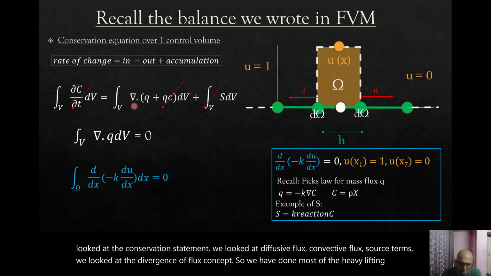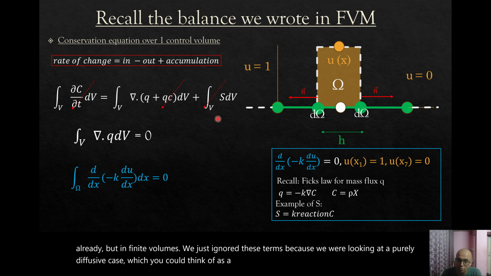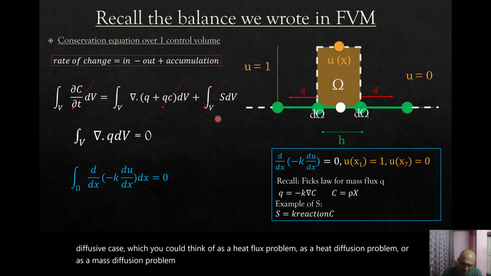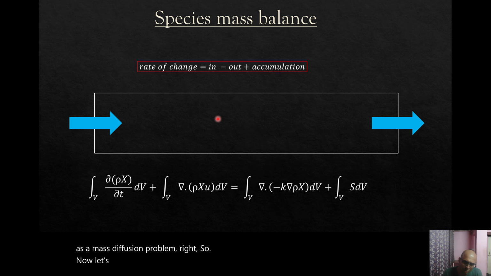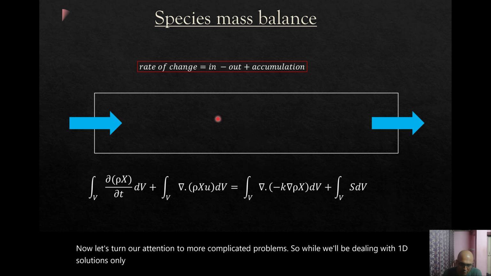But in finite volumes, we just ignored these terms because we were looking at a purely diffusive case, which you could think of as a heat flux problem, as a heat diffusion problem, or as a mass diffusion problem, right? So now let's turn our attention to more complicated problems. While we'll be dealing with 1D solutions only, let's extend our thinking.